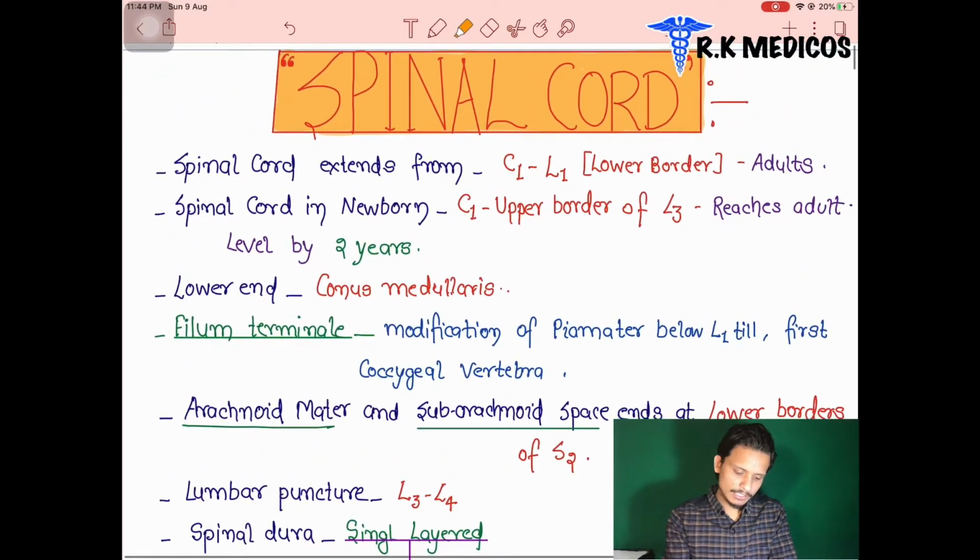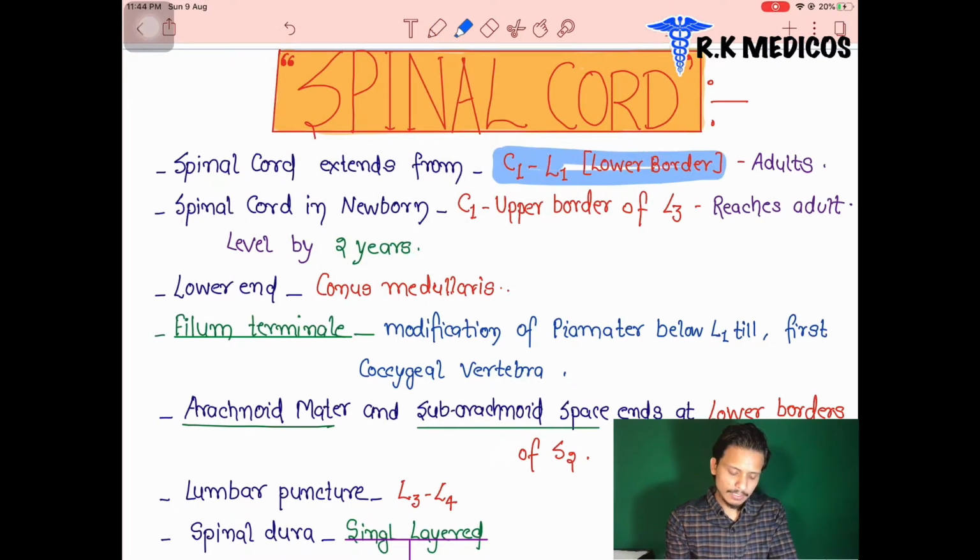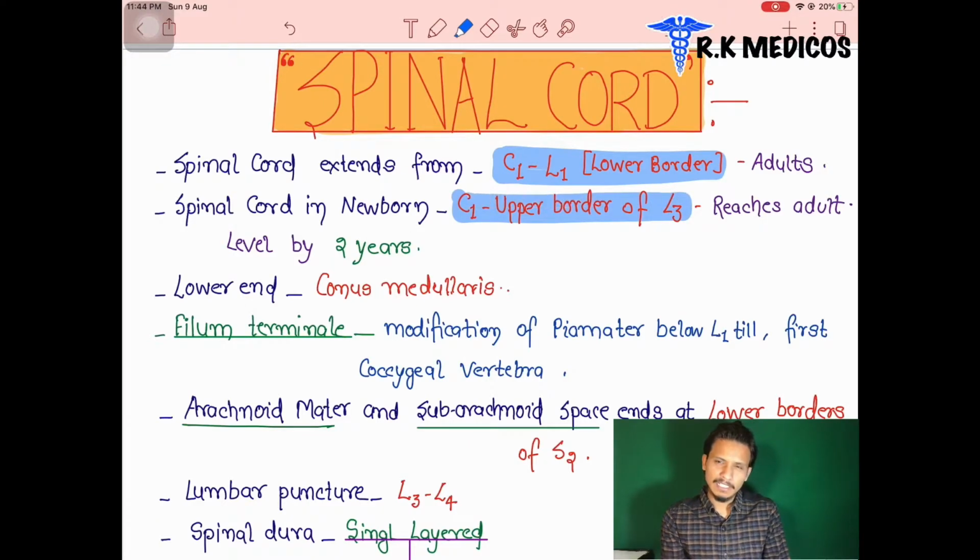I told you the spinal cord extends from what level? It extends from C1 to the L1 level at the lower border in adults, and in the child it extends from C1 to L3. It means in the child the spinal cord is relatively longer and the vertebral column is shorter. This happens because the child is growing very fast, and the spinal cord length becomes relatively shorter as the vertebral column lengthens. So in any child less than 2 years, the spinal cord is present down to the level of L3, from C1 to L3 of the vertebra. But in the adult, it is situated up to the level of L1.